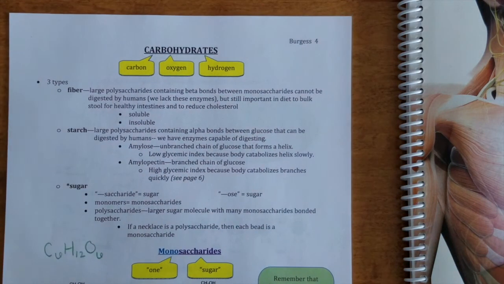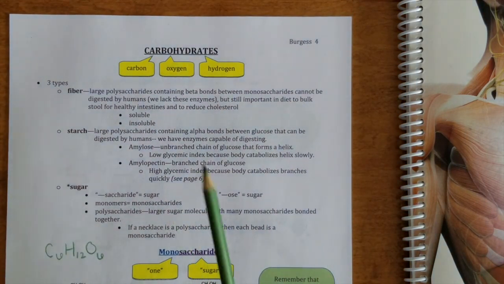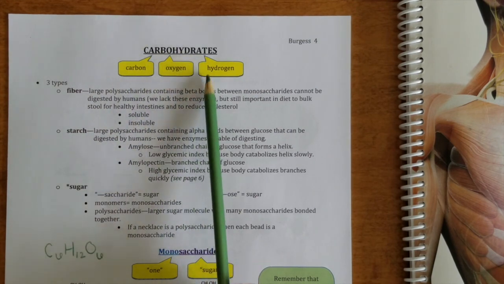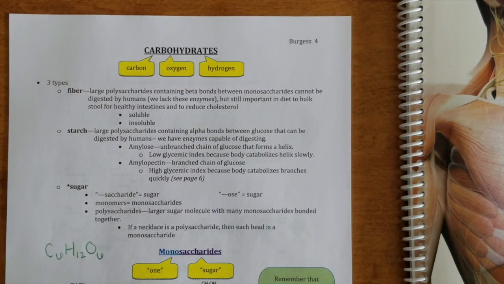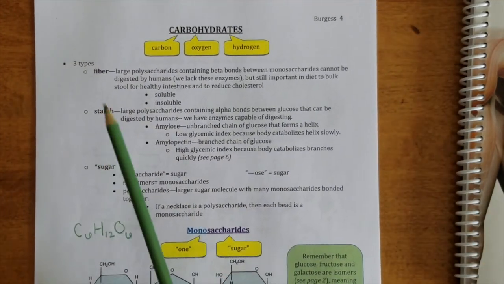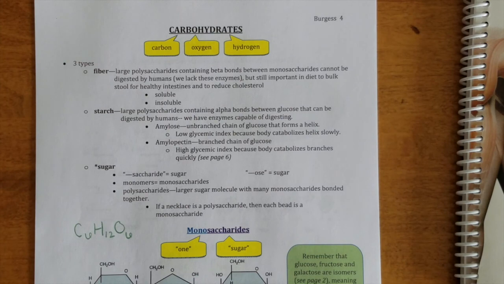Okay, so let's start talking about our first class of biomolecules, and that is carbohydrates. So let's break down this word. Carb, carbon, O, oxygen, hydrate, hydrogen. So there are three types of carbohydrates. We have our fiber. Now fiber is something that humans cannot really digest in the diet because we don't have the enzymes necessary to do so.